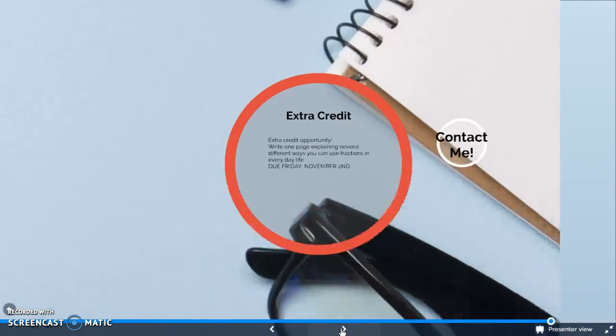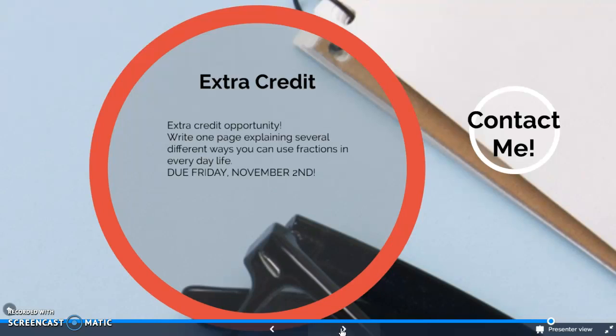Moving along to writing math. We definitely have some extra credit this week. Write 1 page explaining several different ways you can use fractions in everyday life. This is going to be due on Friday before you take your quiz.